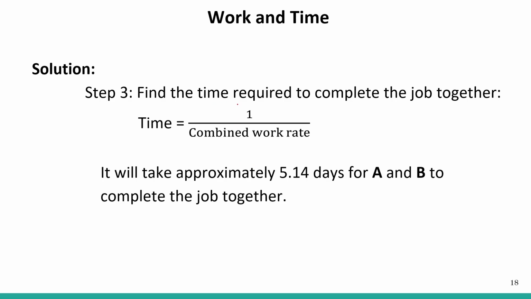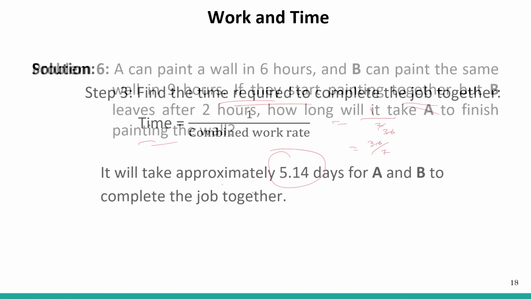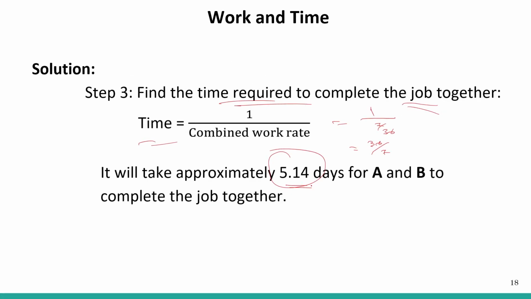So find the time required to complete the job together. So time is equal to what? 1 by combined work rate. So time is equal to 1 by 7 by 36. It is equal to 36 by 7. Okay, dividing 36 by 7, what we arrive at is 5.14. So for A and B to complete the job together, they need 5.14 days.